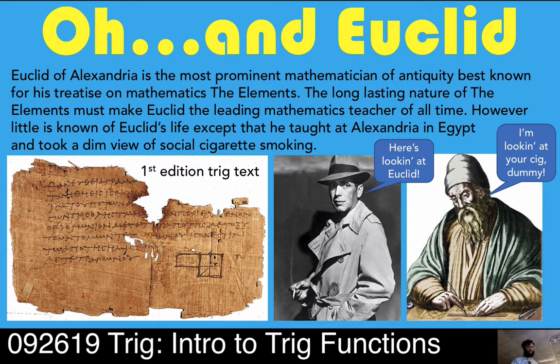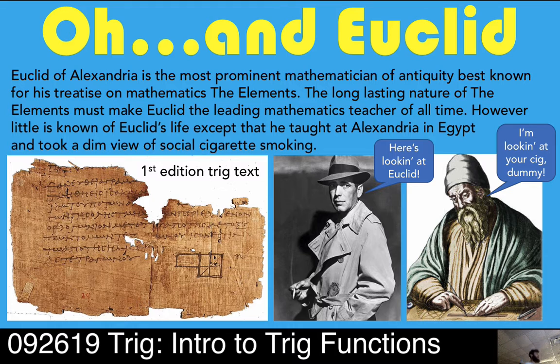Let's keep going further. Oh, and there's Euclid too. Yes. Forgot about Euclid. So next step. Looking at your dick. No, Euclid. His name is Euclid. Here's looking at Euclid. You know, Casablanca, the movie. That is an old-time joke. I'm looking at your cig, dummy. Because he's smoking a cig, right, and Euclid is looking. Oh, yeah. Again, for you, Ashley.